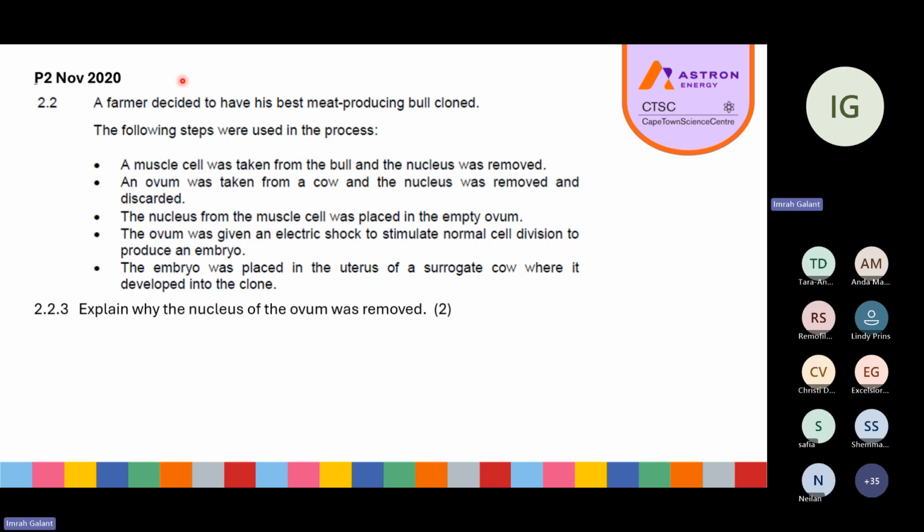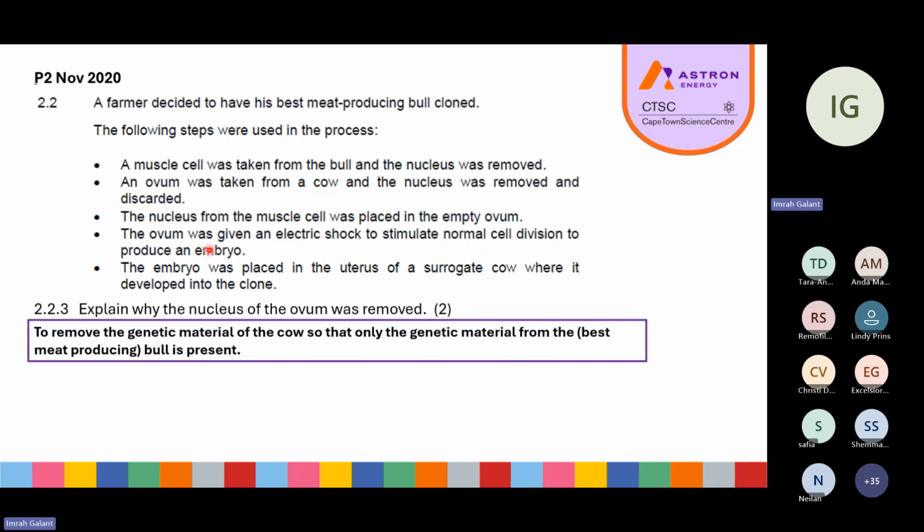Okay, so here we go. The muscle cell was taken from the bull and the nucleus was removed. An ovum was taken from the cow and the nucleus was removed and discarded. We only want the best meat-producing bull. We only want the genetic material from the bull, and we're going to insert that into the ovum. You don't want any genetic material coming from the cow. Therefore, the genetic material of the cow is removed, and we take the genetic material from the best meat-producing bull and insert that into the ovum.